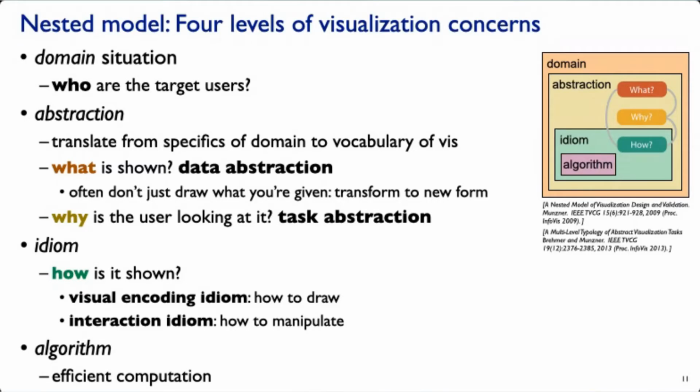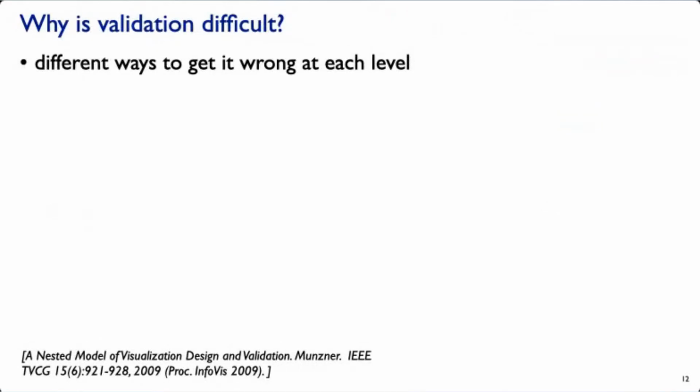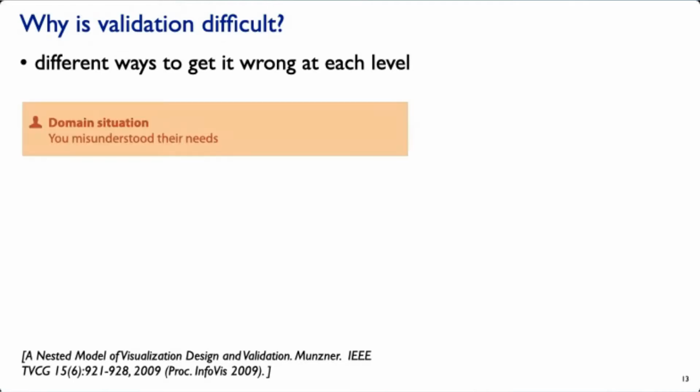And the reason I like splitting things up into these 4 different levels is it helps us make decisions about validation. Because validation of visualization is a really hard problem. How do you know if you got it right? And the answer is there's a lot of different ways to get it wrong, and they fundamentally differ at each of these levels. So what could we do wrong? At the domain level, we might simply misunderstand the needs of the user. Maybe we didn't talk to them. Maybe we just believed what they said and didn't spend time observing them.